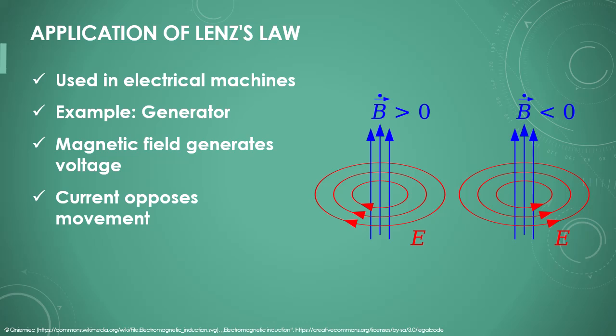Lenz's law is often used in electrical machines. One example is the generator, where a magnetic field generates a voltage. The resulting current opposes the movement of the magnetic field. This controls and stabilizes the energy conversion.